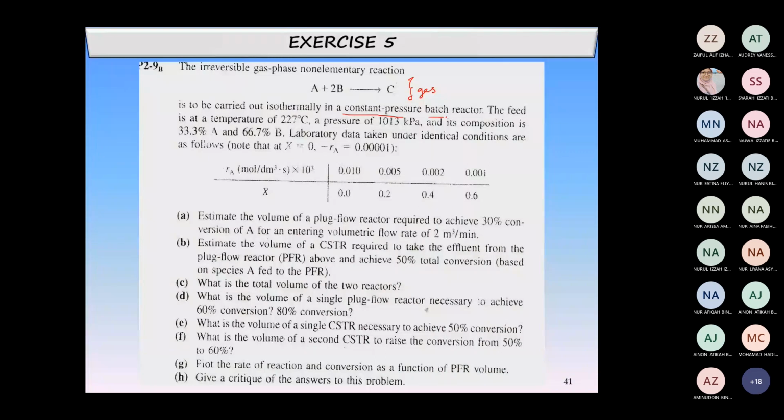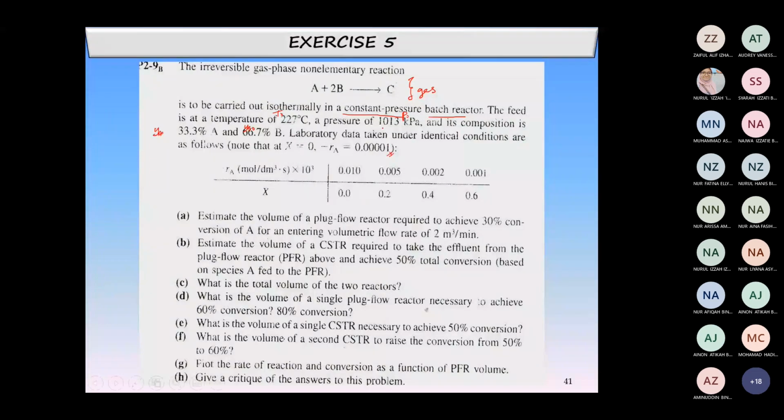The feed is at temperature T0, 227 degrees Celsius, and the pressure is 1013 kPa. This is P0, and its composition is 33.3% A and 60.7% B. So automatically this would be the YA0 and this would be the YB0. It is given the value of negative RA at X equals 0. At conversion equal to 0, the negative RA value is given here.